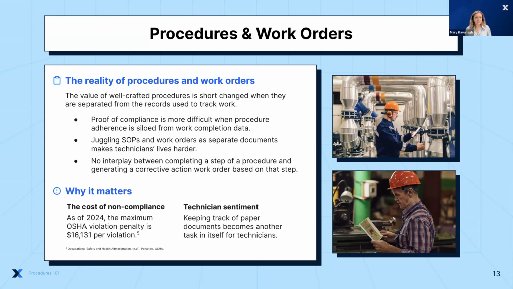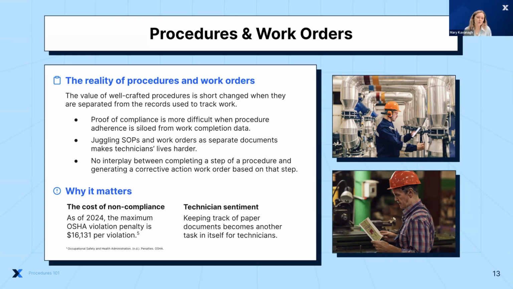Secondly, juggling SOPs and work orders as separate documents makes technicians' lives harder. It's a suboptimal experience when we have to juggle two different things. If I have my work order on MaintainX, but I have to go over there because I've got to get the binder full of SOPs to open it and find the right one and then do my job. We're taking time, we're making it cumbersome, it's very difficult.